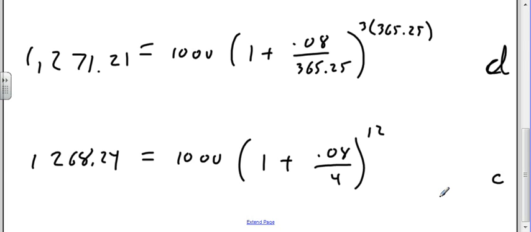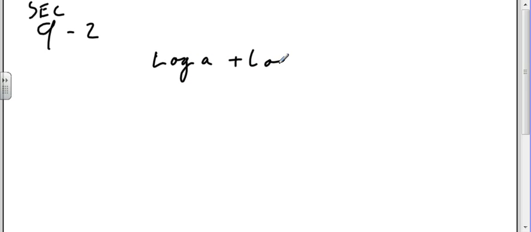Okay, that was the last problem in this set, so we're going to go to 9-2. Now, before we had calculators, we had slide rules. And our slide rules allowed us to multiply, divide, take square roots, take squares, take logs. And the way we did that is that when you add logs, if you add log A plus log B, that's the same as taking the log of A times B.